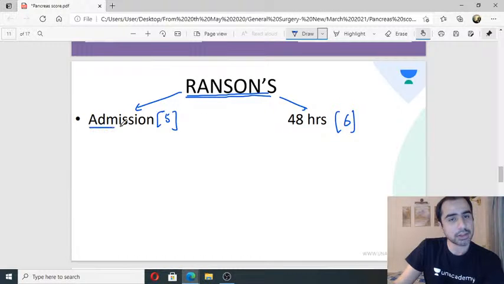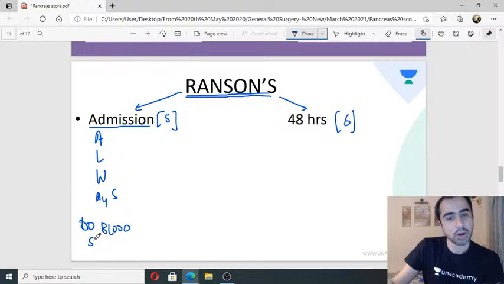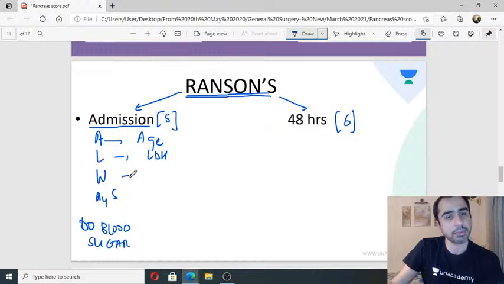Admission parameters of the Ranson score, there is a very simple mnemonic. It's called always, always do blood sugar. This is the mnemonic. Always do blood sugar. This is all you need to remember. This is on admission. Always: age, LDH, WBC count.